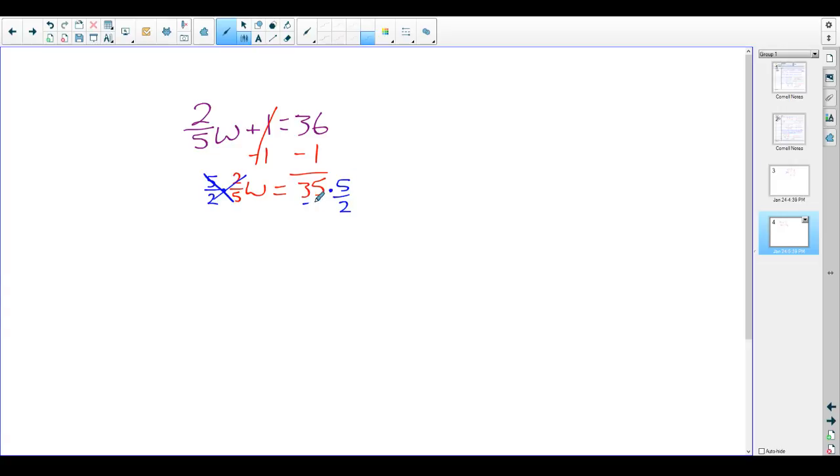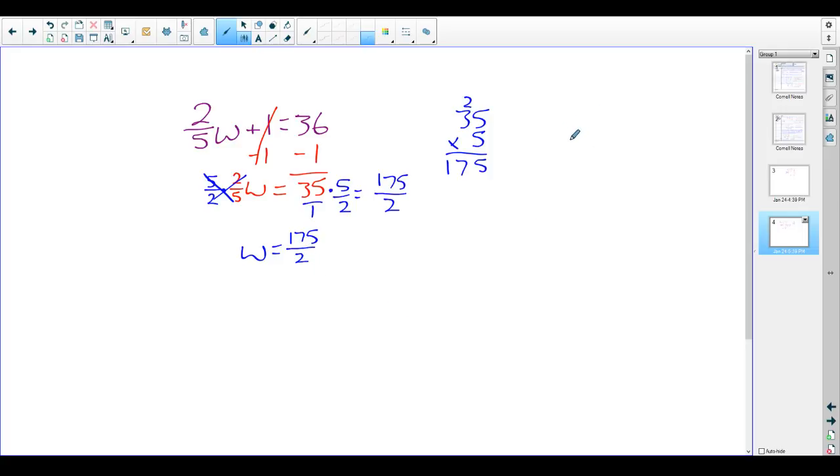If I want to multiply fractions, I put this over 1. And then I can multiply straight across. 35 times 5. It would come out to a whole number. Did not plan this well. 35 times 5 is... Feeling so great, so I trust myself to do this in my head. 175. Okay. Divided by 2. So W equals 175 over 2.